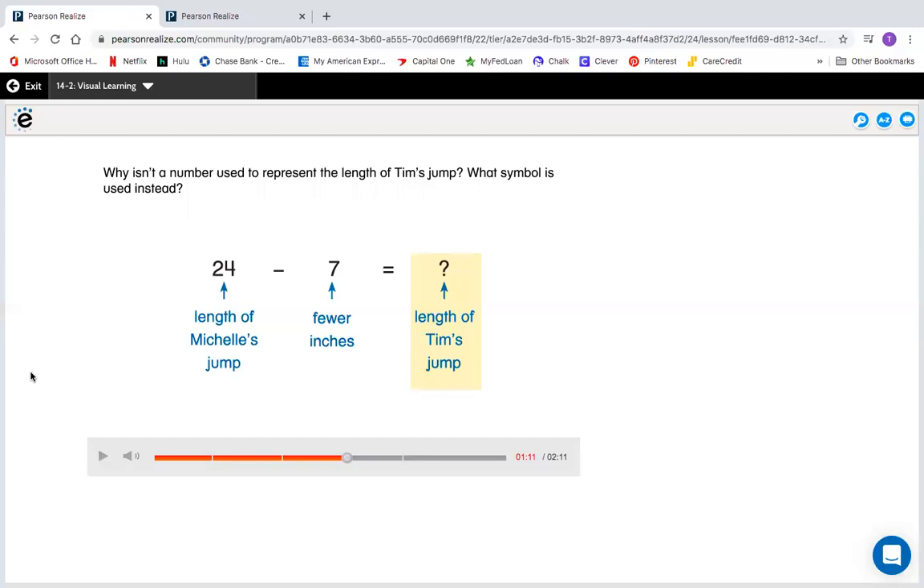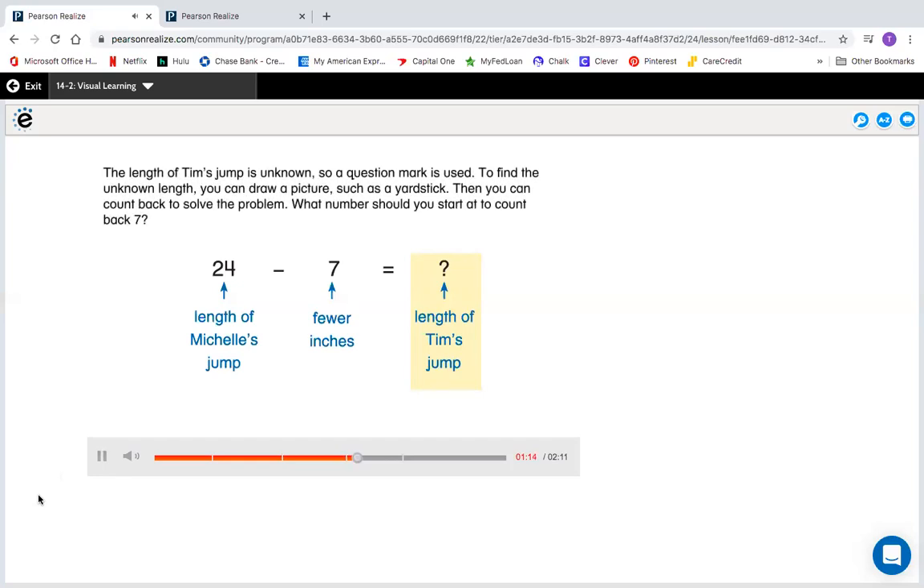There isn't a number there yet because the problem did not give us this answer. We have to solve that answer. And instead of a number being there, they put a symbol. They put a question mark because we don't know that number yet. When you get older, you'll be doing algebra, and instead of a question mark, they'll probably put X or a different letter. But for right now, that question mark is holding the spot of the information we do not know. The length that Tim jumped is unknown because it did not give it to us in the word problem.